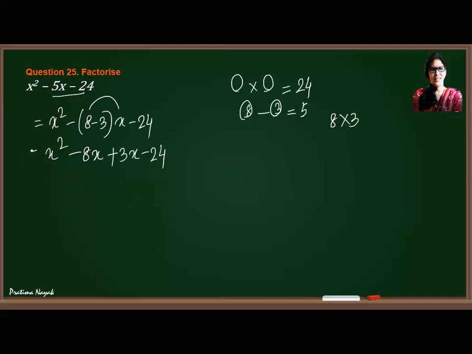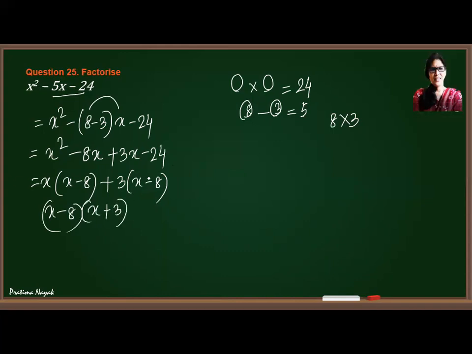So what will we take common? I'll take x common, x minus 8. Next I'll take 3 common, x minus 8. Next it will be x minus 8 into x plus 3. So this is the answer.